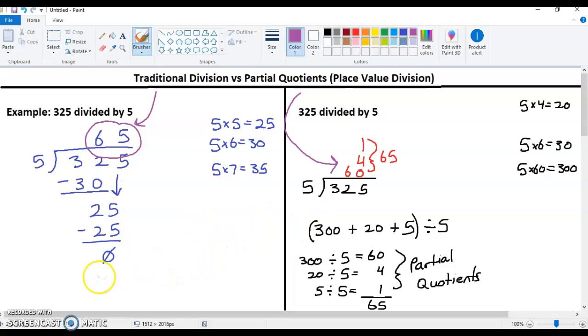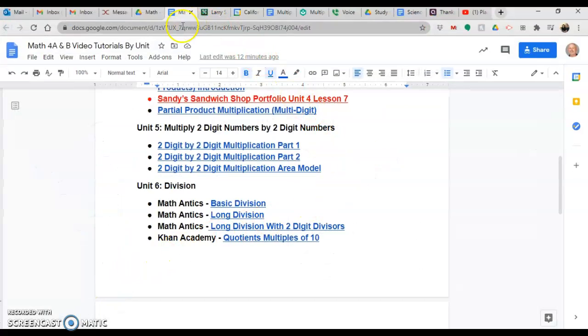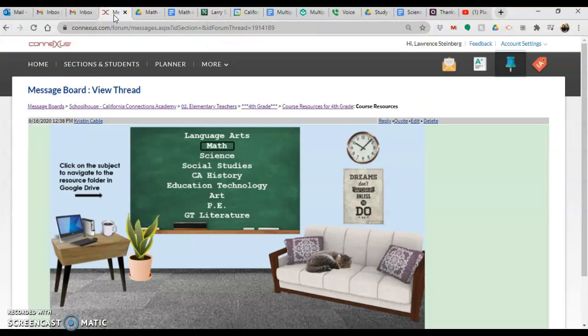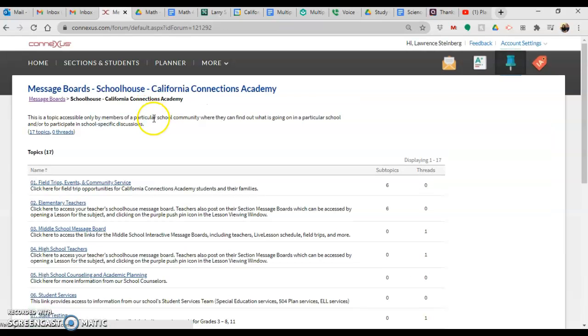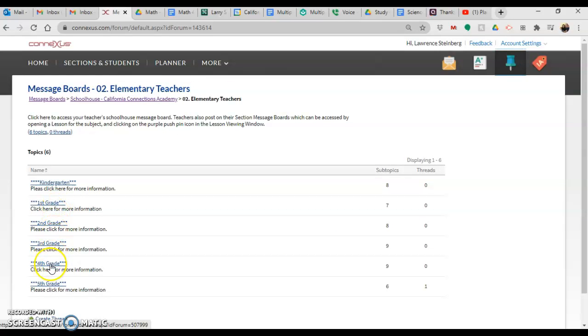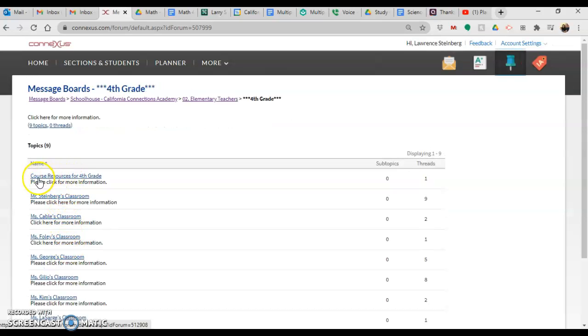Okay, so also what we wanted to show you was this. In the fourth grade message board area, we have some videos and tutorials. So what you'll do is you'll come here to the message boards, right? Let me show you the path. So you start here. You start with Schoolhouse California Connections Academy. You'll go to Elementary Teachers. Go to fourth grade. Course Resources for fourth grade.